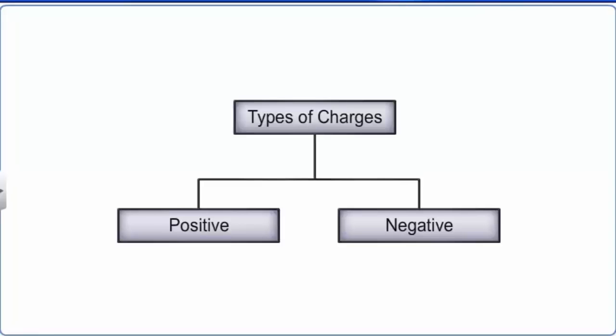From these observations, we see that there exist only two types of electric charges in nature. Conventionally, they are called positive and negative.